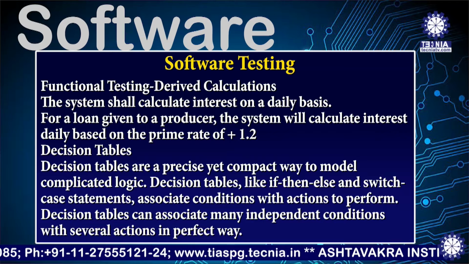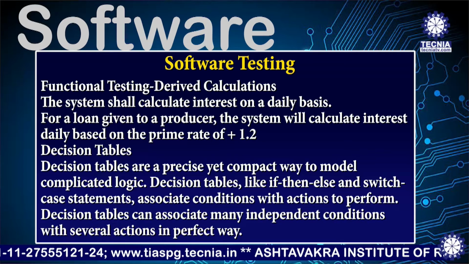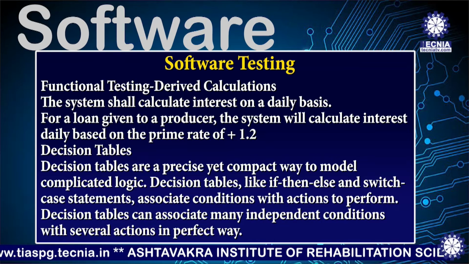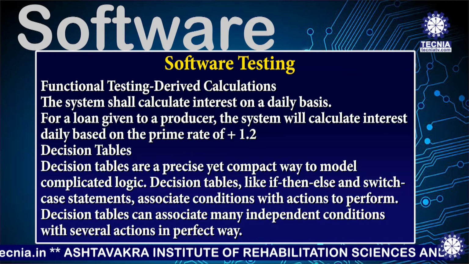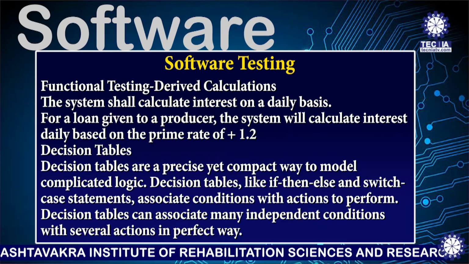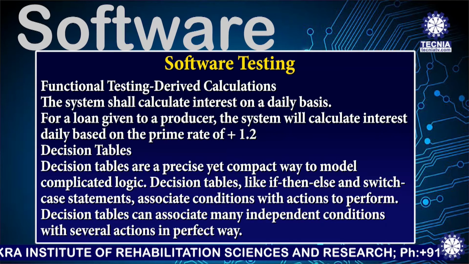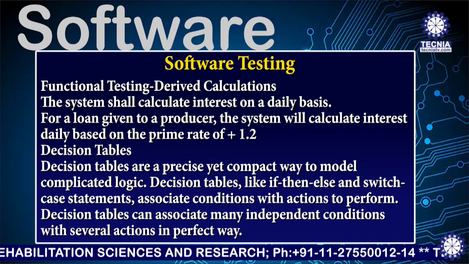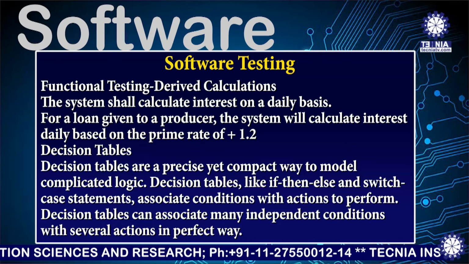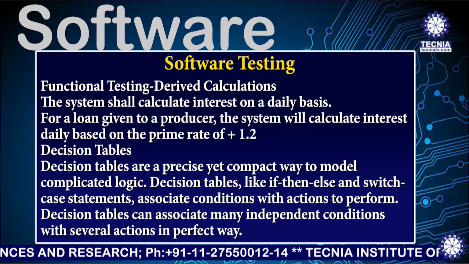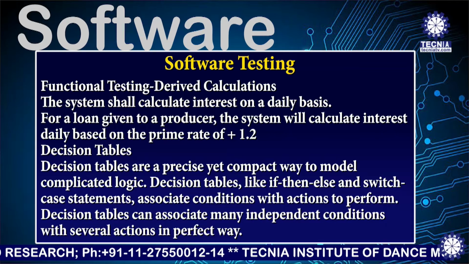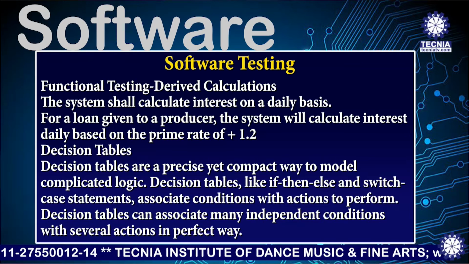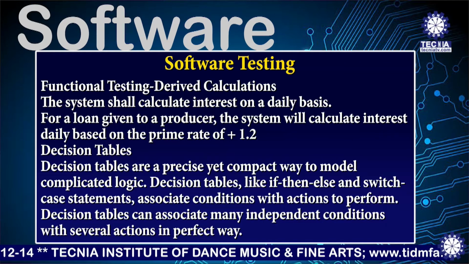So friends, decision tables are a precise but perfect way to model complicated logic. Decision tables are used to enter conditions, they are used to enter switch cases, they are used for writing statements, and they are also used to associate conditions with statements. Decision tables can be used independently, and they can also be used for various conditions.